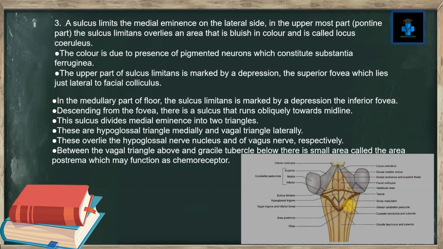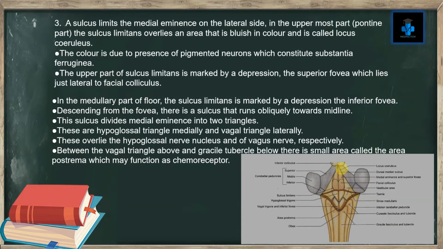Number 3. A sulcus limits the medial eminence on the lateral side in the uppermost or pontine part. The sulcus limitans overlies an area that is bluish in color and is called the locus coeruleus. So this is the sulcus limitans and this right here is the locus coeruleus. The color is due to the presence of pigmented neurons which constitute the substantia ferruginea.